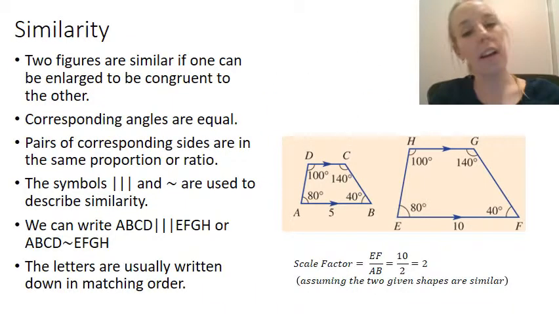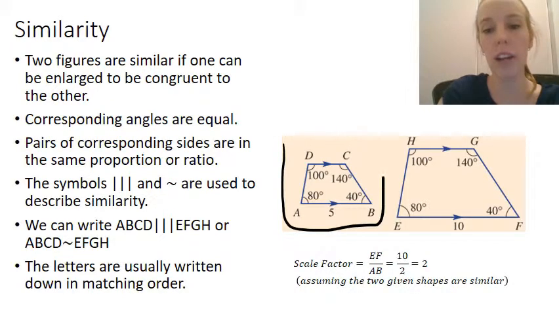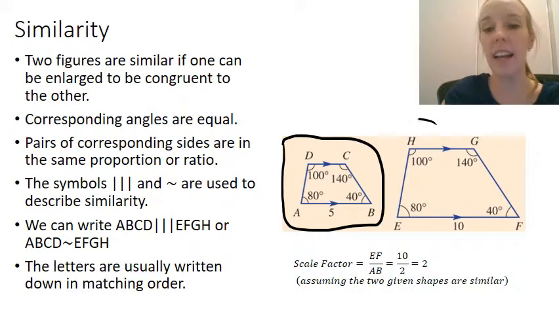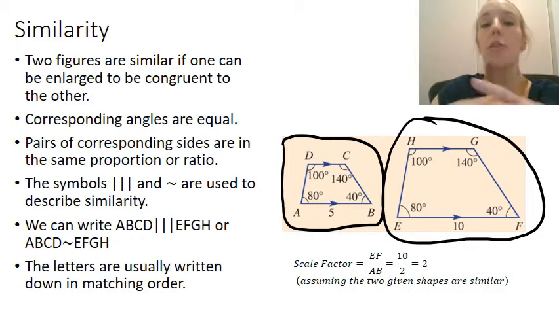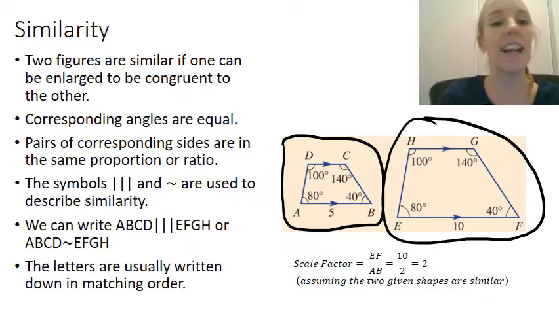Okay, so similarity. So two figures are similar if one can be enlarged to be congruent to the other. So in this example, if we were able to stretch out this one on the left here and make it bigger, we would actually get this shape on the right. So they're similar figures, because if we could stretch the one on the left to make it bigger, it would be congruent to the one on the right and turn into exactly the same shape.